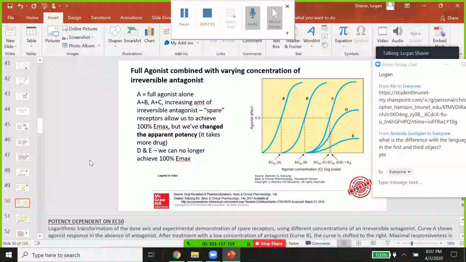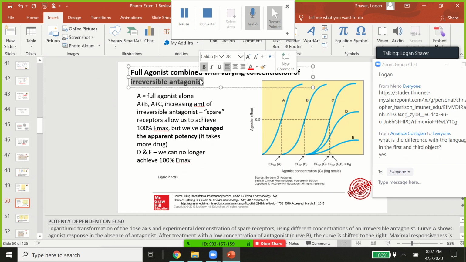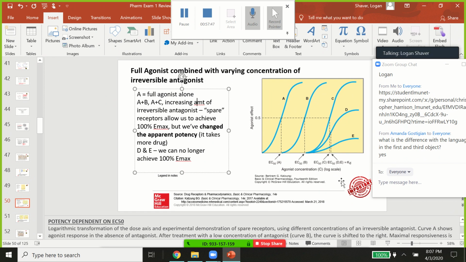This goes more into detail about what I was talking about. This gives a good example, a good slide of potency. This would be a full agonist combined with varying concentrations of irreversible antagonists. Make sure you notice that when you give an irreversible antagonist, eventually, if you give so much of it, the Emax actually changes. So with a full agonist and an irreversible antagonist, the more you give, the more it's going to lead to a flat lining of Emax.